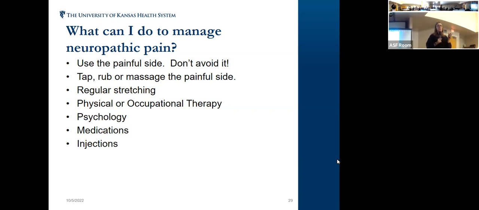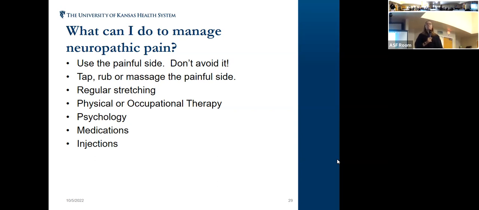I've even told people to get one of those handheld back massager vibrators and just put that on the painful part of their arm or their leg. It does seem to help. So, regular stretching. Sorry, can't get away from stretching. You might need to go to therapy, you might not. It depends how bad it is. Psychology can be very helpful because pain and mood are very much linked. So if you're struggling with pain or mood, you might need to deal with both the mood and the pain.